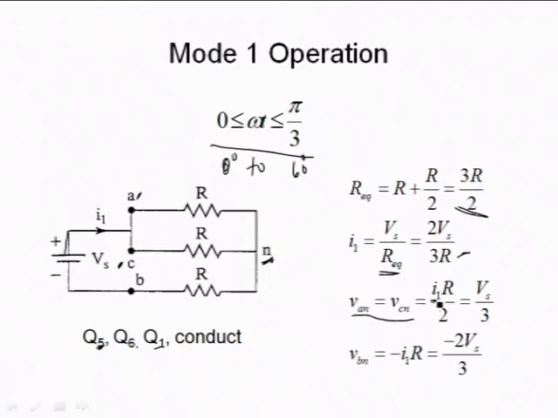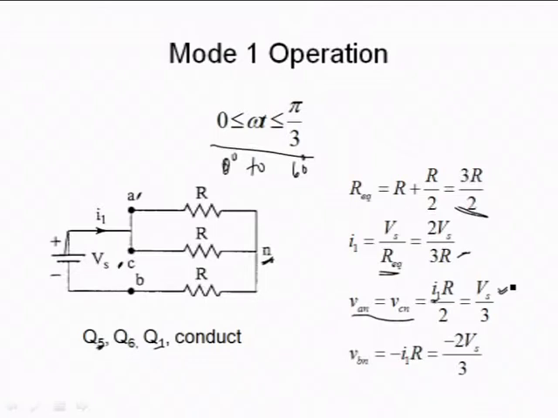So, what will the equivalent resistance be? This is R by 2. The voltage across it will be I1 into R by 2. If you simplify, you will get Vs by 3. The voltage VAN is equal to VCN, which is equal to Vs by 3. That is easy to remember: Vs by 3.